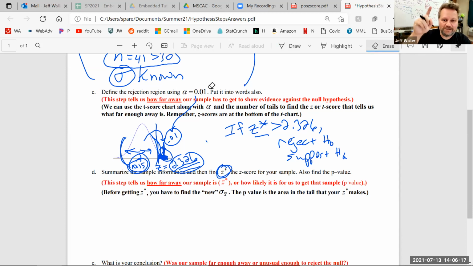If they don't give you alpha, wait a minute, Jeff, didn't you just say they had to give me? If they don't, you assume it's 0.05 because that's the most often used one. So I think the book even says, somewhere in there, a couple times it says, assume it's 0.05.